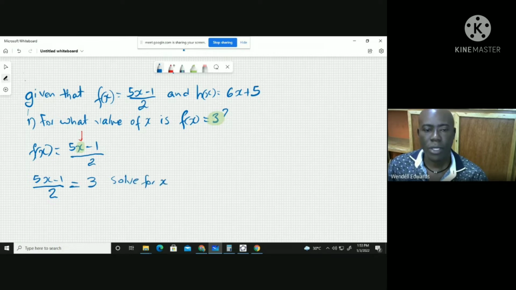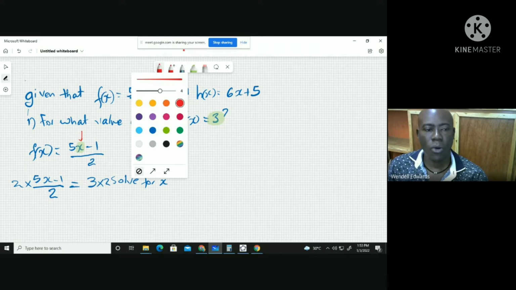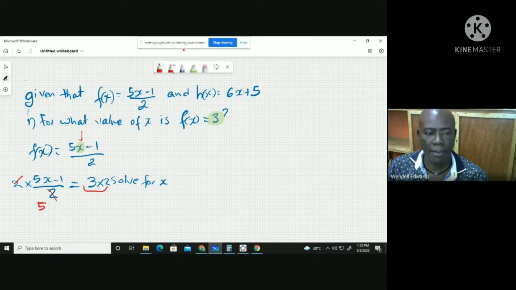for x. Now, in solving this, what we want to do is get rid of the denominator that we have here. How do we get rid of the denominator? Well, we'll multiply both sides by 2 so that we could get our canceling going. So 2 cancels itself there, but it's not going to cancel here. It's going to multiply. So let's rewrite this. So we have 5x minus 1 after the 2 had canceled, and this is equal to 6.